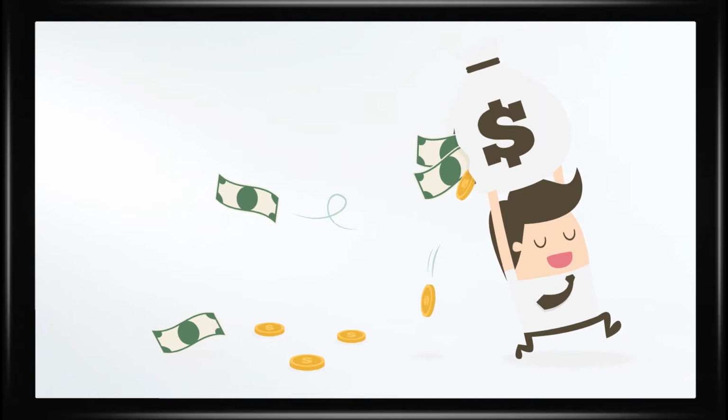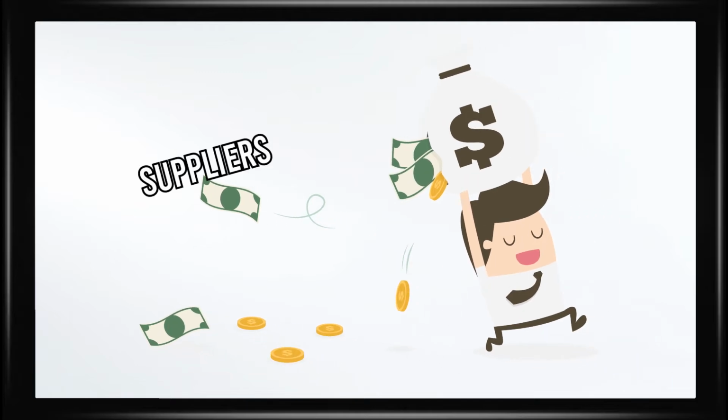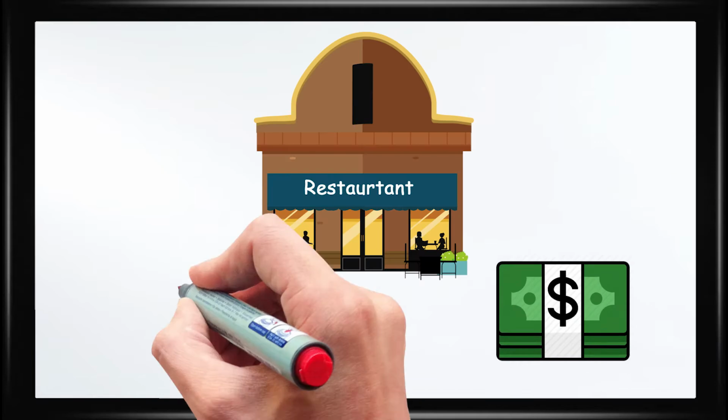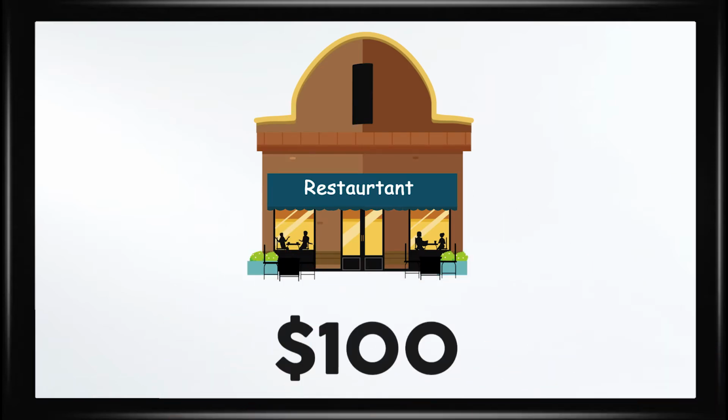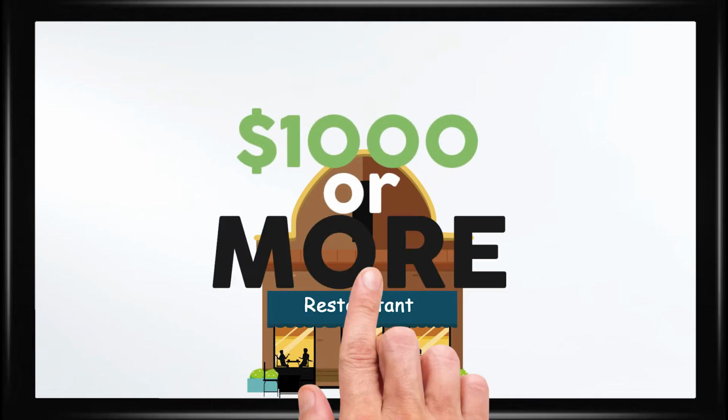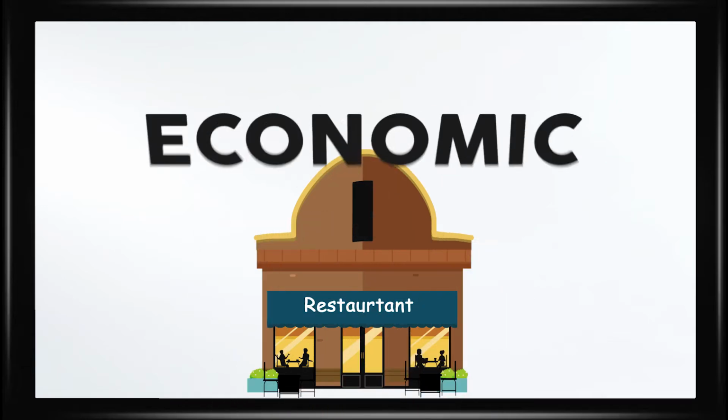And that money that goes to them, guess what? They go out and they spend their money. They use some portion of that money to pay their suppliers. They spend the other portion of that money to pay for their rent, to buy clothes, to buy a house, and so on and so forth. So that $100 that enters the economy at that restaurant actually becomes $1,000 or more of economic activity.